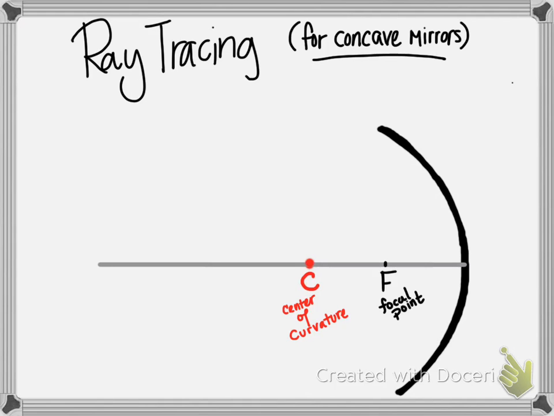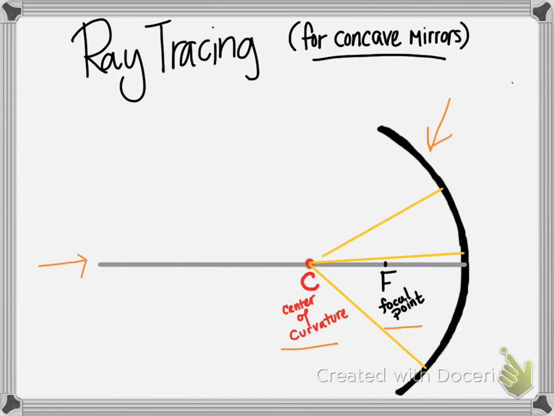If you remember the major parts of your concave mirror, you have a center of curvature, a focal point, a principal axis, and the mirror itself. When you construct your concave mirror, you need to make sure that the center of curvature is actually the radius of your mirror. If it's not, your ray tracing will not work.